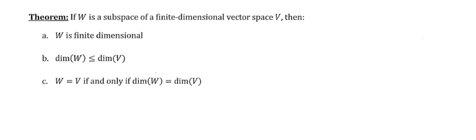Theorem part B says that the dimension of W is less than or equal to the dimension of V. So this means that for the subspace W, the only options in terms of the number of basis vectors is that it either has a smaller amount of basis vectors than the vector space V, or it has at most the same number of basis vectors as the vector space V. And part C kind of dovetails on that.